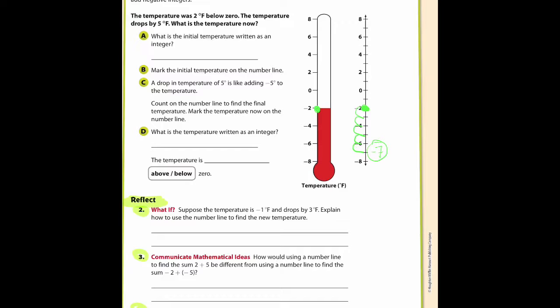For number 4, analyze relationships. What are 2 other negative integers that have the same sum as -2 and -5? First, think. What can you do to find the sum of these 2 integers? Once you have that sum, you have to find other 2 negative integers that have the same sum. Okay?